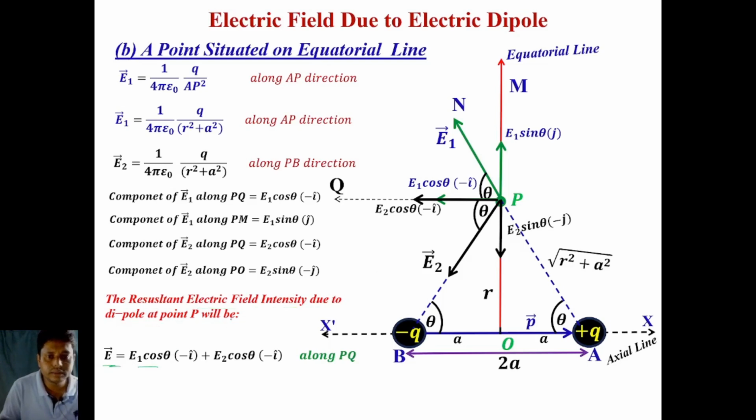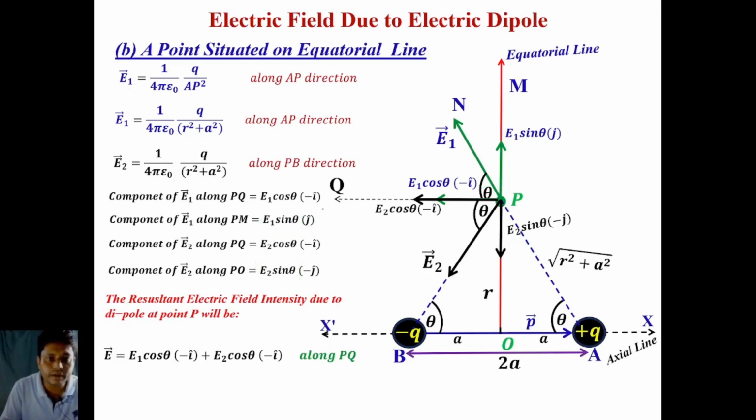The E will be E1. Here you can see E1 sin theta along positive j cap or positive y axis direction, and another, E2 sin theta, along negative y axis direction. So, both are the same in magnitude but opposite in direction. How will the magnitude be the same? Here you can see E1 value is 1 by 4 pi epsilon 0 Q by AP square, or 1 by 4 pi epsilon 0 Q by R square plus A square, and E2 also is Q by R square plus A square times 1 by 4 pi epsilon 0. So, both have the same magnitude. So, if we consider j cap and minus j cap, E1 sin theta and E2 sin theta, theta is also equal. The magnitude will be the same but opposite in direction. Hence both the components will cancel each other.